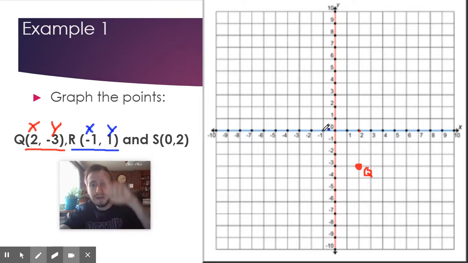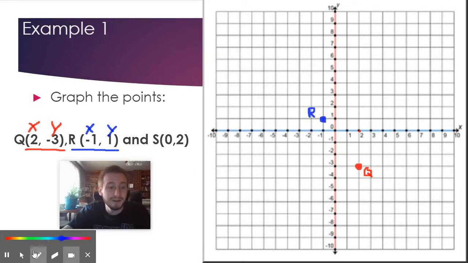So looking up and down, my positive numbers are up. So from this spot right here, I go up 1. And then I put a big old dot. And I say this point is R, because it's -1, 1. You start with the first number, which is your x value, -1. And then I went up 1 because my positive numbers are straight up. And I put a point.